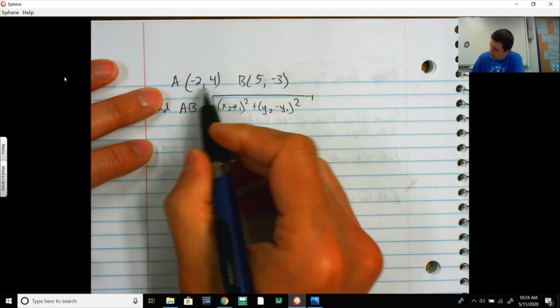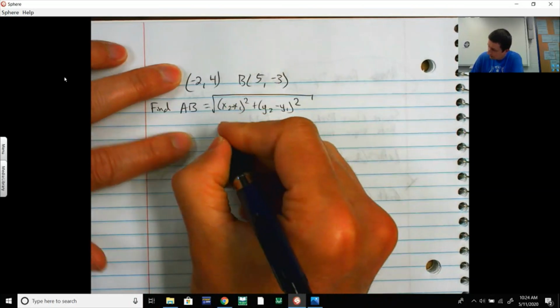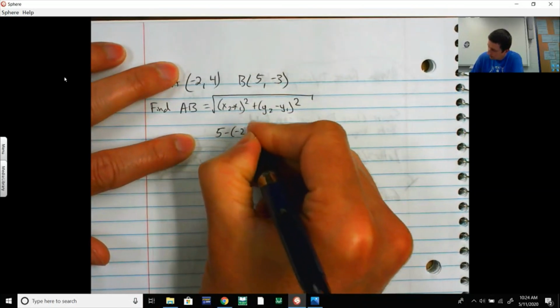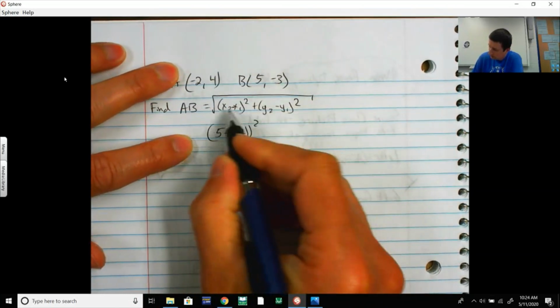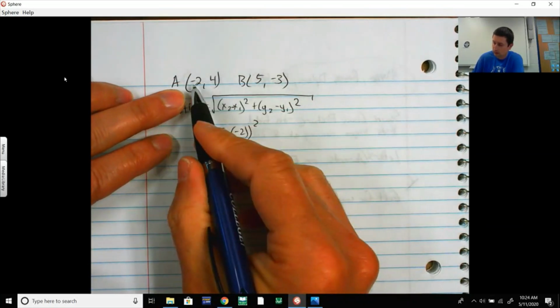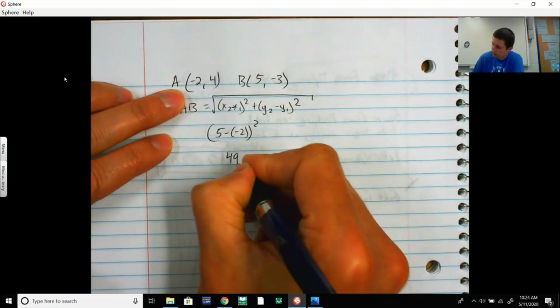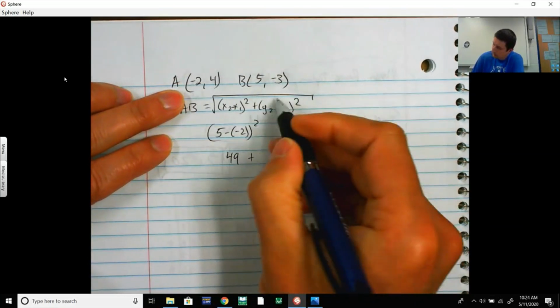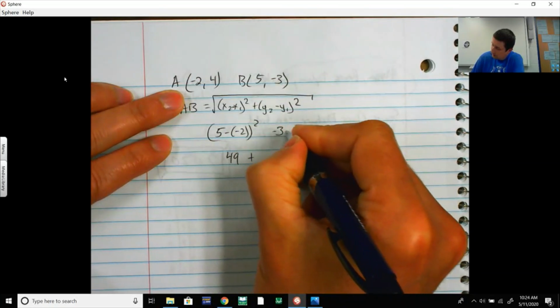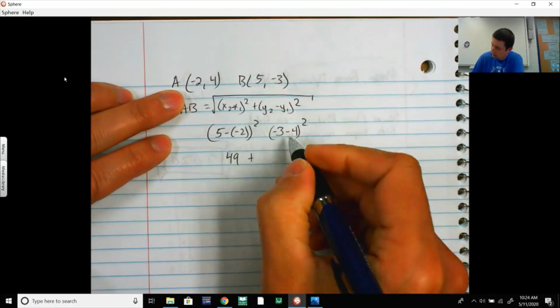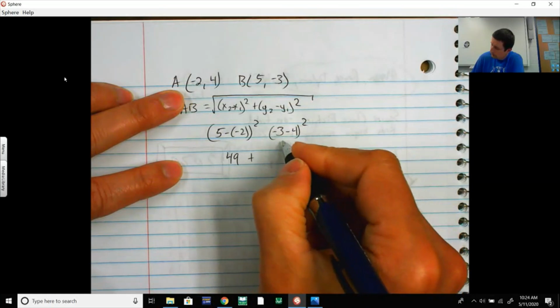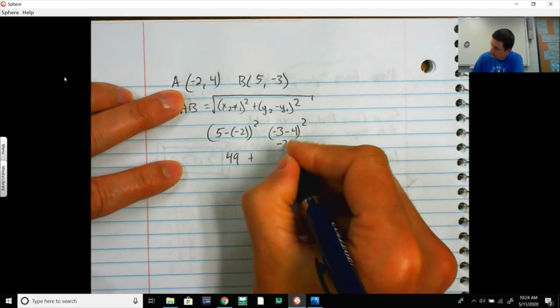Okay, so subtract your x's. 5 minus negative 2, then we'll square it. So subtract first, then square. 5 minus negative 2 is 7. 7 squared. Hey, got another 49. Subtract your y's. Negative 3 minus 4, squared. Oh, got another negative 7. That's going to be negative 7 squared.